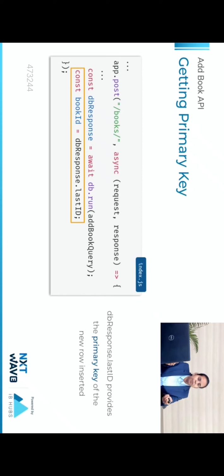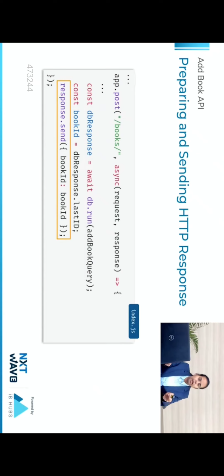Now we have the book ID. We need to send this as a response, right? So response.send of, and we are creating an object, bookId colon bookId. We are done preparing the HTTP response and we are sending it. So this API is also done. Clear? Now let's run this and try it out.